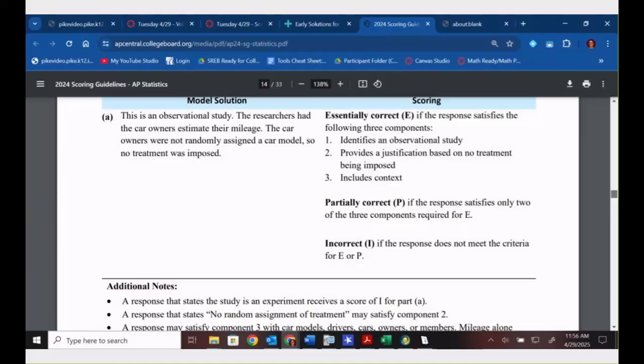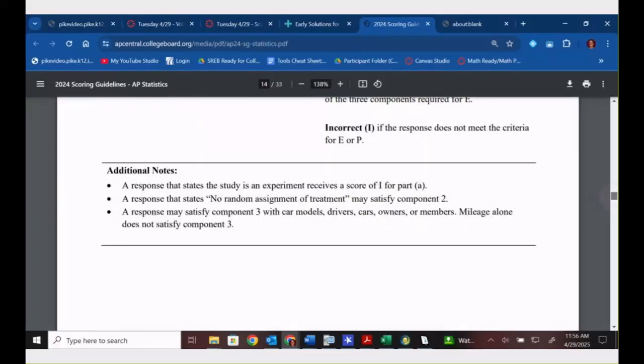Each car model. Personally, I would say yes, because they're referring to cars there. It's an observational study because there's no control group. Unfortunately, because they didn't get context in that. If they'd said something about cars, or Model D cars or something like that, then they would get context. Right. Does anybody else have any questions about part A? About scoring part A?